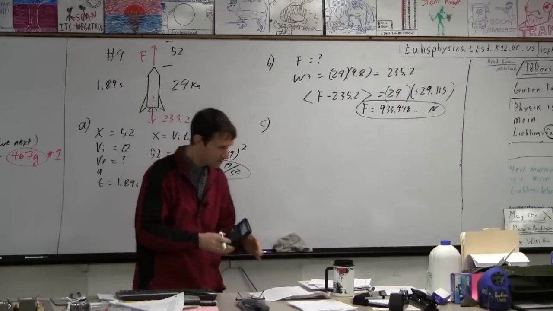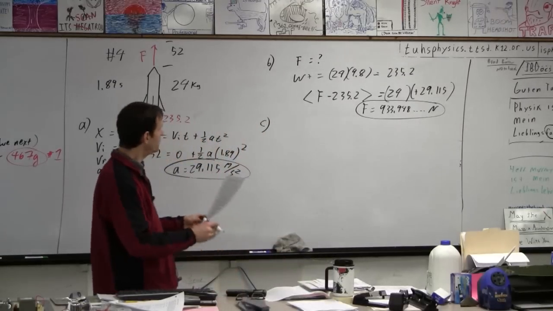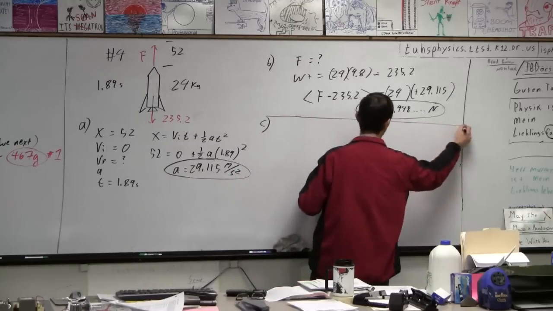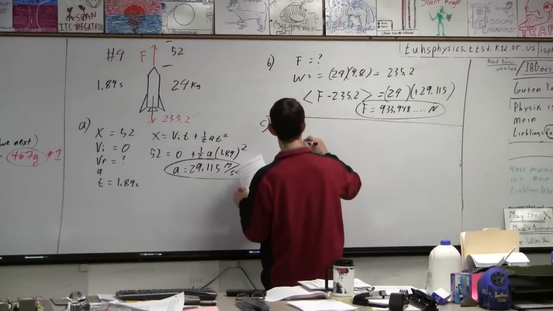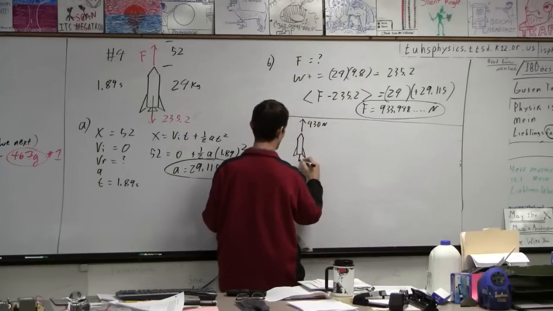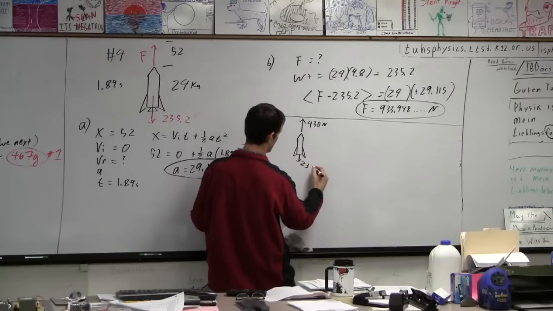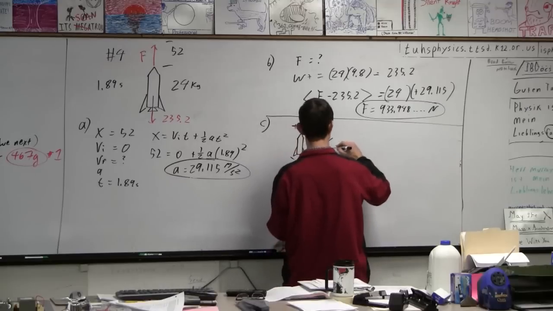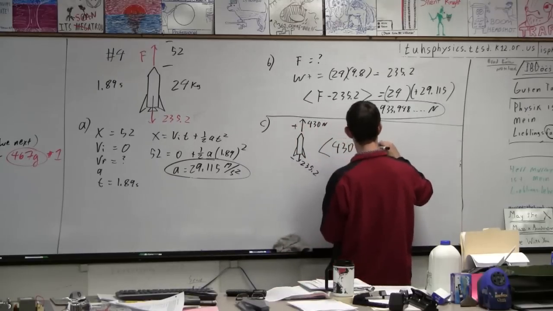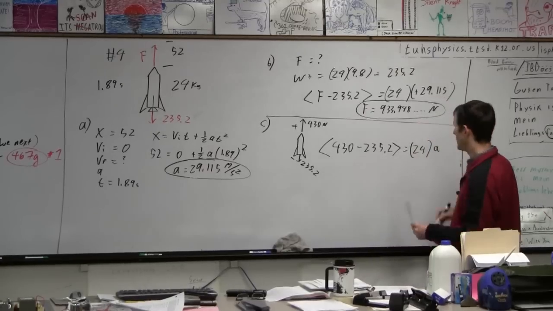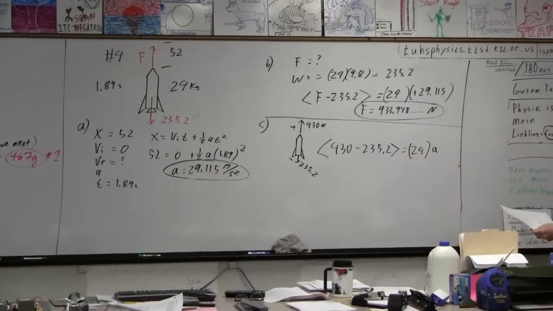Are we okay on B? And then, you know, suppose the engines couldn't put out that much thrust. They could only put out 430 newtons. What would they do? So suppose that the rocket now has 430 newtons up. The force down is still 235.2. Well, this guy's negative, this guy's positive, and we would just set up a 430 minus 235.2 equals 24a. So that's how you solve.